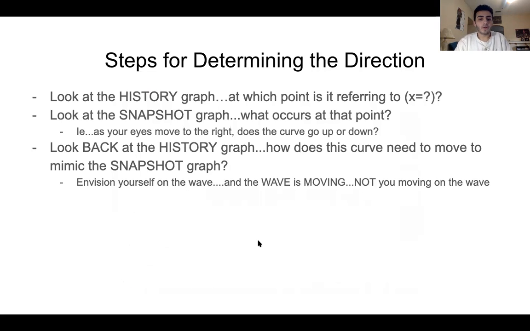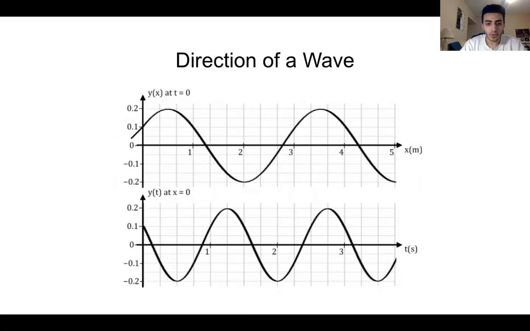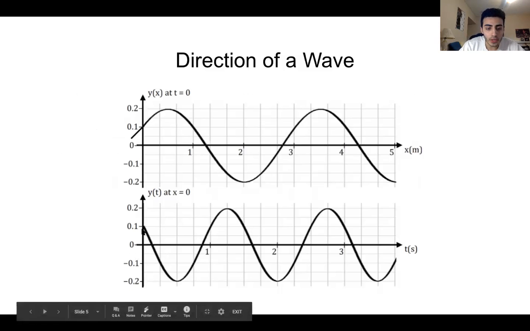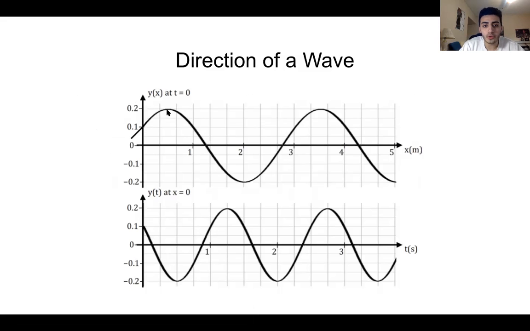Now, the third and final step, you look back at the history graph and ask yourself this question: how does the curve on the history graph need to move to mimic the snapshot graph? Okay, so we look back to the history graph. How does this curve need to move to mimic this increase that we saw? So imagine yourself on the curve. Like you're actually on the curve.